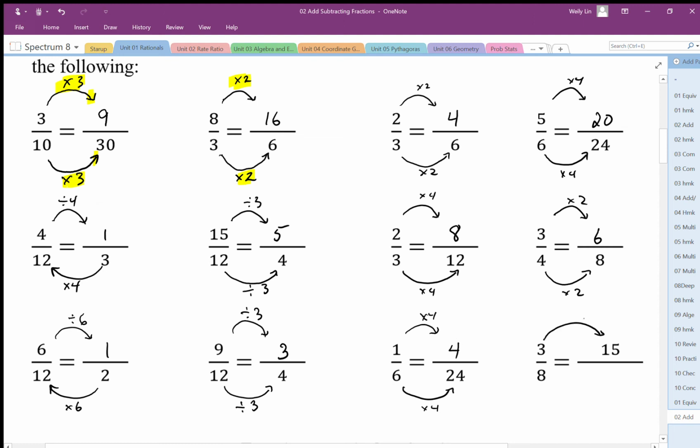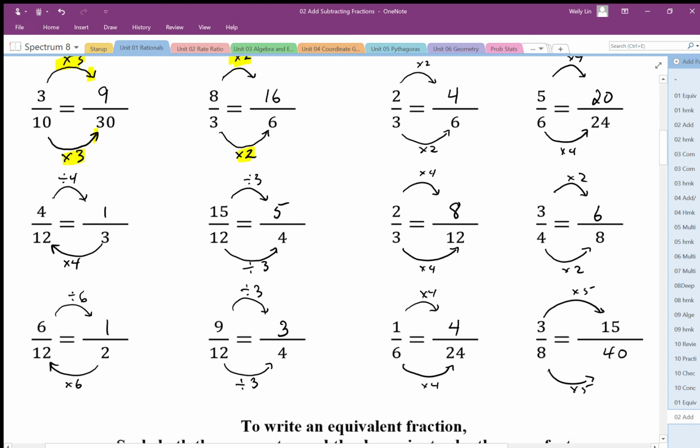And here we have a times 5. So we need a times 5 here. So 15 over 40 is our equivalent fraction to 3 over 8.